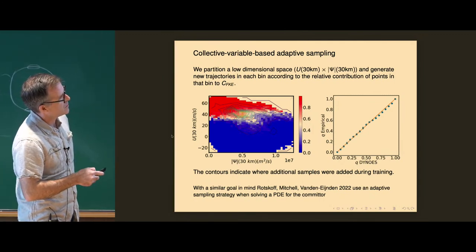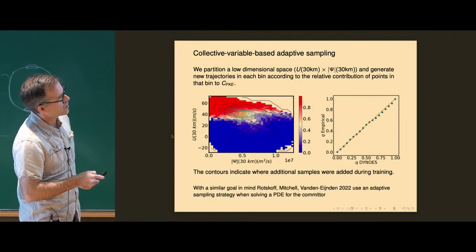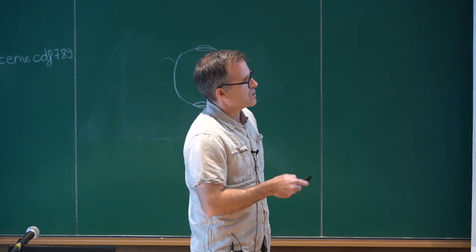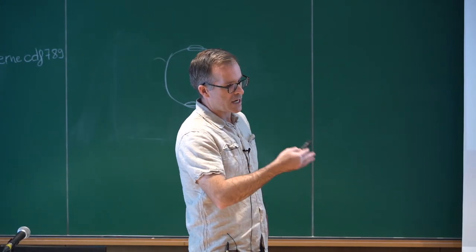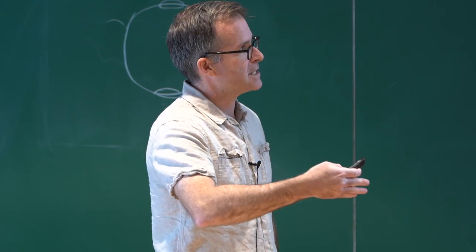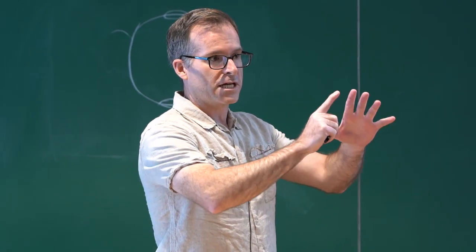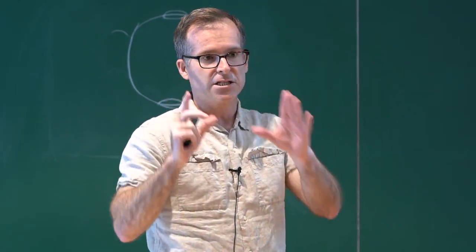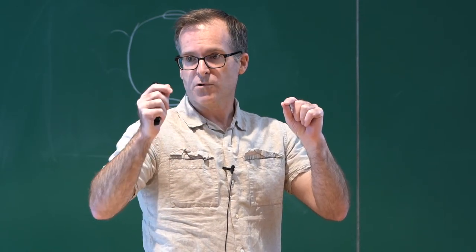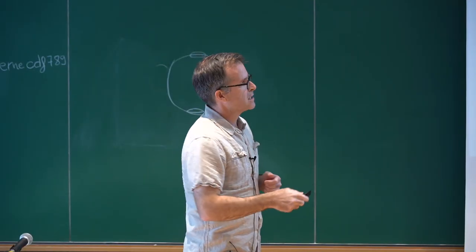Whichever bins in this two-dimensional space have a large value of that residual, we're going to add more samples as we train. I'm leaving out a lot of the details, but we train for some number of steps, some number of epochs, and then we add some more data in this way, meaning we look at the residual contribution in each bin. We sample bins to add a fixed amount more data, and then we continue on with our training. Okay?